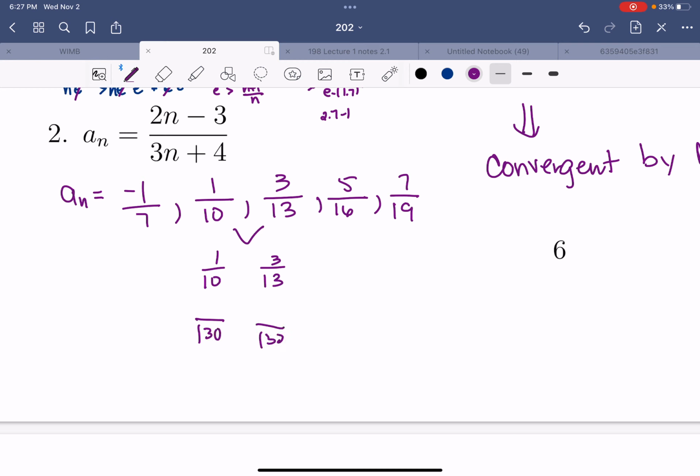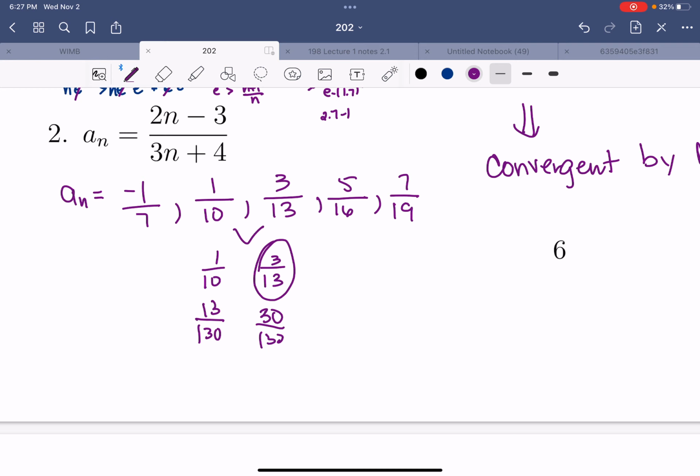That means I'm multiplying the left one by 13 and the right one by 10. And so clearly this one is larger, okay? Which tracks because I've got negative 1/7. 1/10 is positive, so that one's larger. 3 over 13 is larger than that.